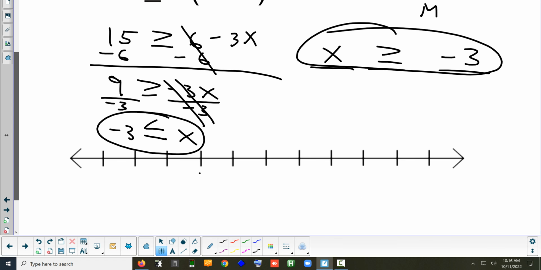Let's number the number line. That's good enough. Okay, what kind of circle do I need? Yeah, closed circle. Oh, I need to go the other way. So I numbered positives. I meant to do negatives, but that's fine. So closed circle.